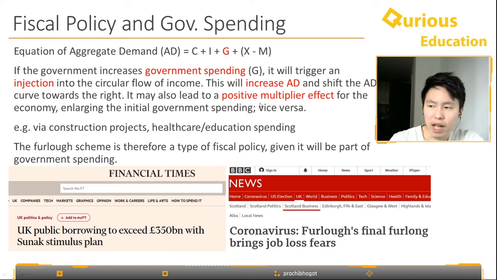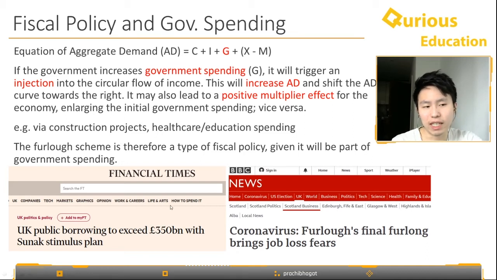Because when the government spends, say, on a new railway, those railway workers would earn incomes, and they would also carry on to buy other goods and services, which would lead to a multiplier effect. So an even bigger effect than the original spending by the government.